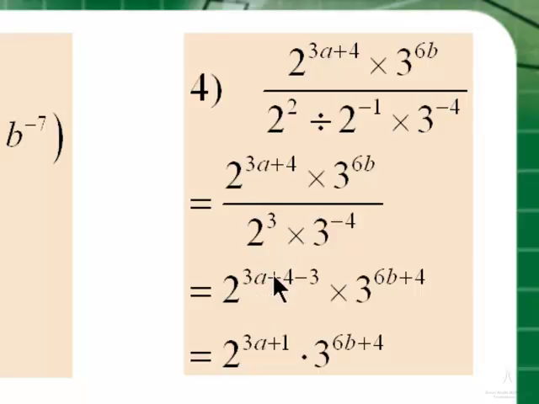So I'm leaving out a couple of steps here, so we get 2 to the power 3a plus 4 minus 3, because remember, if this goes to the top it becomes minus 3. Multiply by 3 to the power 6b plus 4, because again, if this one goes to the top, it becomes 3 to the power plus 4. And now you simply see if there are like terms that you can add. Of course, we can add the 4 and the minus 3 to get plus 1. And this is then the final answer.